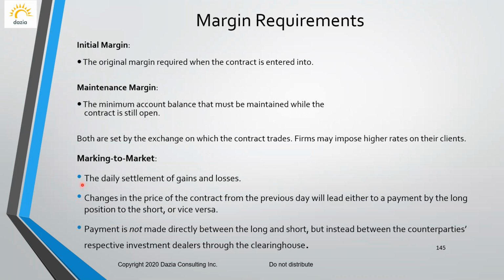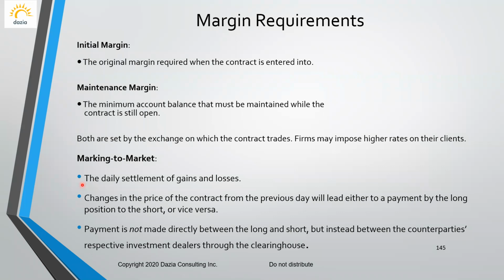Margin is how much money they have to put down, and the original margin is required when the contract is started out. And then there's a maintenance margin. It's sort of like the equity ones we discussed. There can be a margin call or a margin excess, so both cases apply here. And there's marking to market. It's a daily settlement of gains and losses.